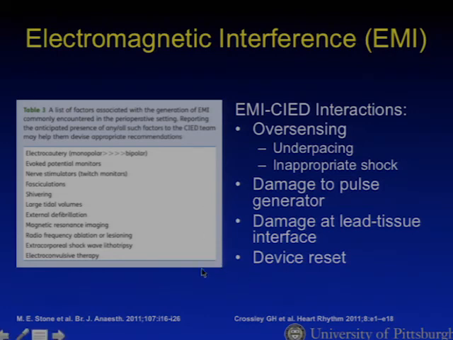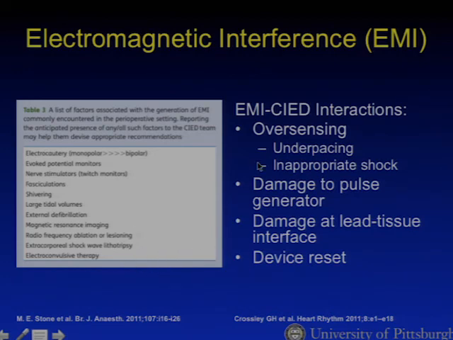Now, in making a decision about whether the pacemaker needs to be reprogrammed, you have to assess the risk that surgery poses. So the type of cautery to be used, whether neurophysiologic monitoring, such as evoked potentials, will be used, anesthetic nerve stimulators, MRI, external defibrillation, and procedures such as lithotripsy or RF ablation or ECT are all potentially problematic.